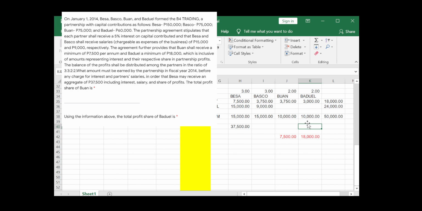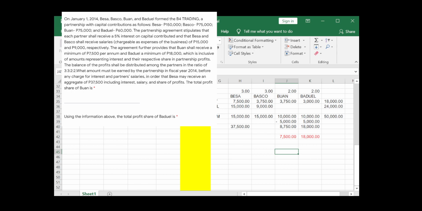So, mangyayari, yung portion ni Buan, ilalagay natin kay Badwell. Okay? Para umabot ng 18,000. So, para umabot yan ng 18,000, dapat dadagdagan natin yan ng 5,000. Okay? So, ayan. So, 18,000 na siya. Now, dito naman kay Buan, babawasan natin yan ng 5,000. So, kung ito-total natin tong kay Buan, meron siyang 8,750 pa na natira, which is higher dun sa minimum amount na 7,500.